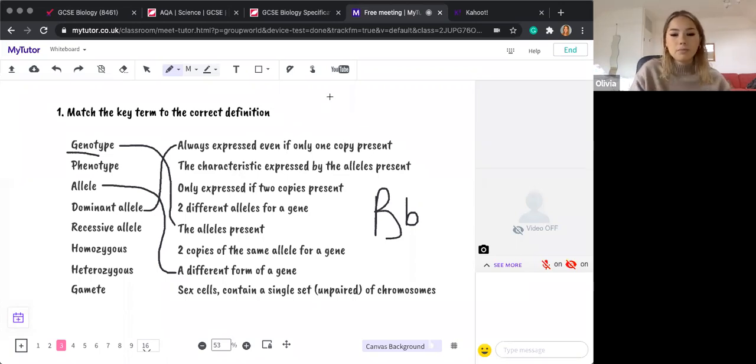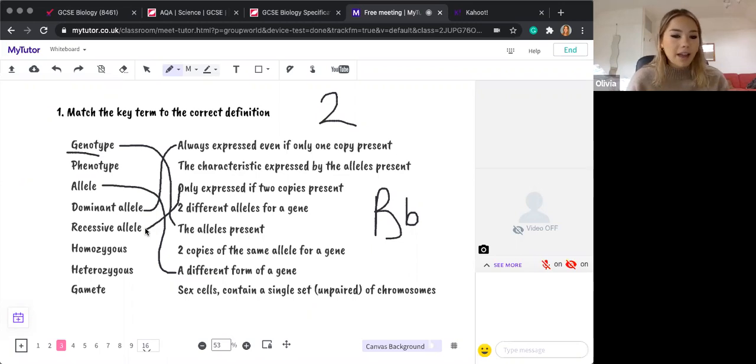And when I say one copy present, remember we have two copies of each gene because we have one from each parent. So what would a recessive allele be, do we think? If a dominant allele is always expressed if only one copy is present, a recessive allele would be something that is only expressed if two copies are present. In other words, a recessive allele is only expressed if we don't have a dominant allele there.